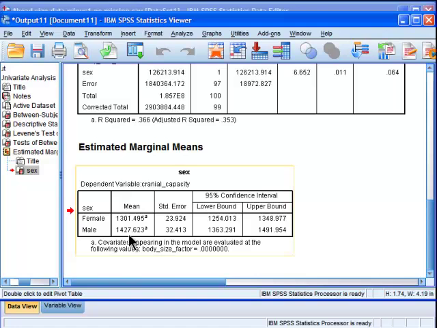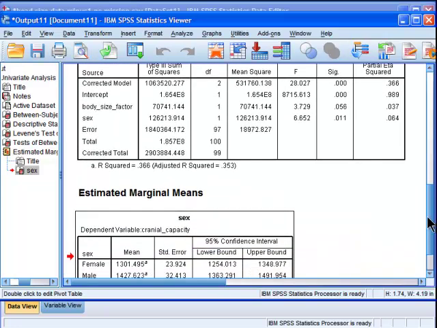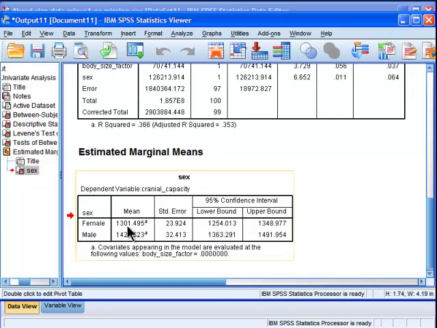It re-estimates the means to account for the differences in the effect of the covariate. So it provides us with an unbiased mean, if you will. It's not biased by this effect of body size. Females, by contrast, their cranial capacity has, quote, increased, if you will, from the initial estimate of 1270 to 1301. All right, so these means don't really exist in reality.